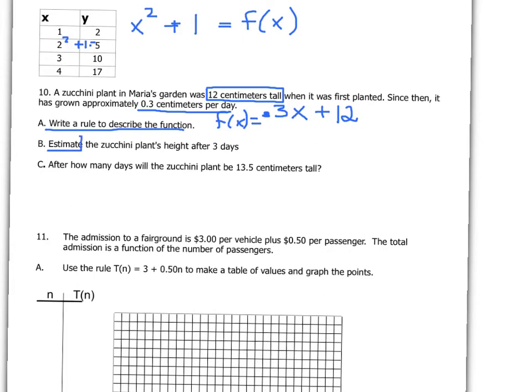Then they want us to estimate the zucchini's height after 3 days. So they're telling us that this time x is equal to 3. So all you have to do is plug in that 3 into our equation and come up with the answer. So you go ahead and pause, and you need to do the work for B.